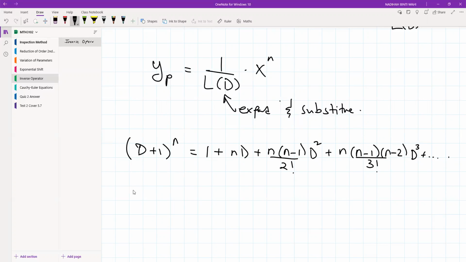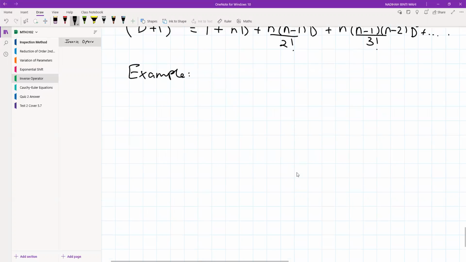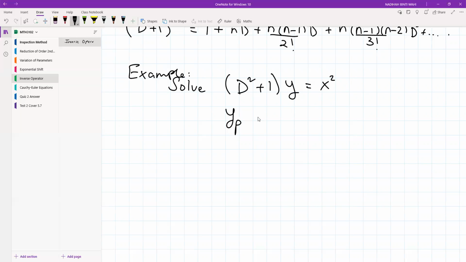Okay, contoh, saya ada solve D squared plus 1 of Y equals to X kuasa 2. Y particular equals to 1 over D squared plus 1 of X squared.